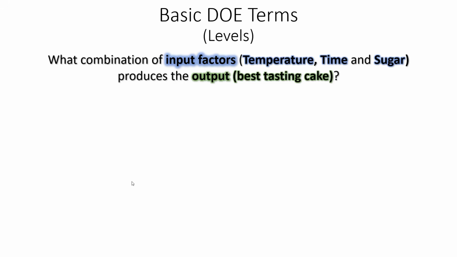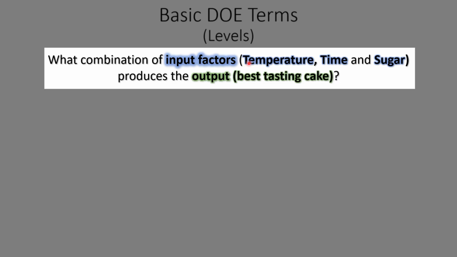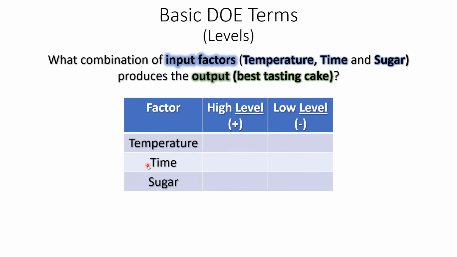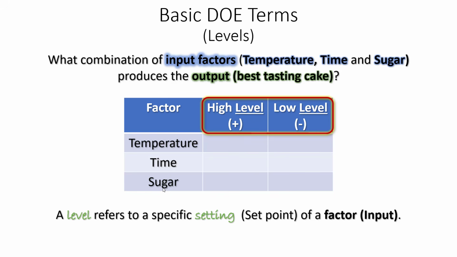Now, before we move on, we have to talk about this really important term called a level. So here's kind of our experimental objective. We are asking a question. We are going to perform an experiment to identify which combination of input factors, temperature, time, and sugar, produces the best output. And for us, that means the best tasting cake. And so again, we're going to sit down as a team and go, okay, we have 3 factors that we're going to study: temperature, time, and sugar. And what we need to define for our experiment are the different levels that we're going to include in that experiment, okay? And that term level essentially just means a specific setting or set point of that factor.